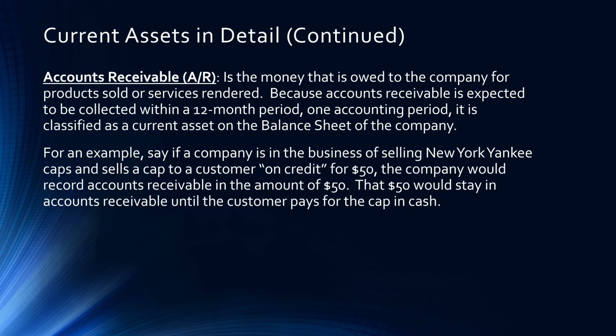For example, say a company is in the business of selling New York Yankee caps and sells a cap to a customer on credit, which is for no money given, for $50. The company would record accounts receivable in the amount of $50. So that $50 would stay in accounts receivable until the customer pays for the cap in cash. So that's how accounts receivable works.